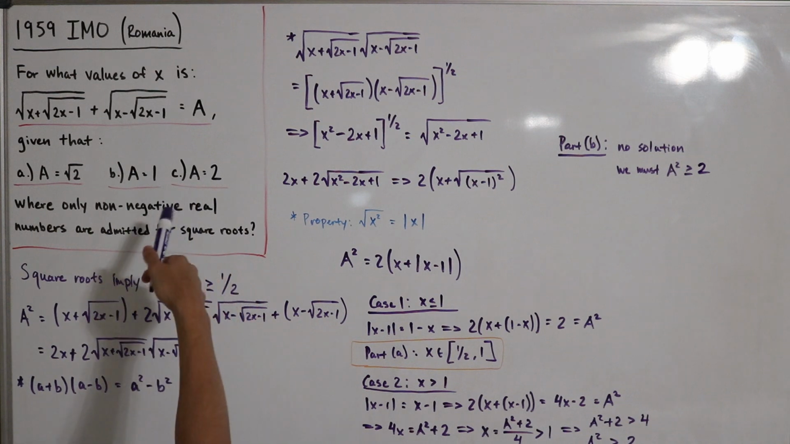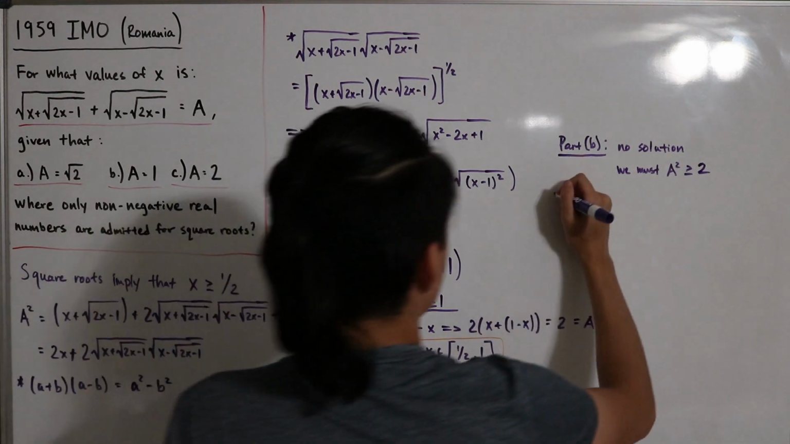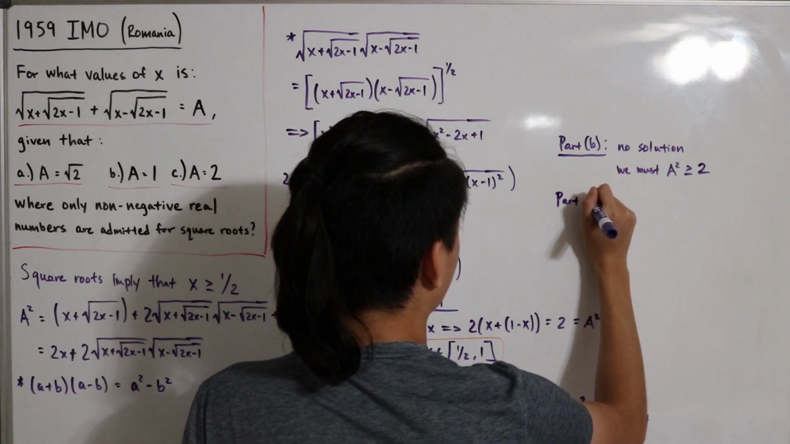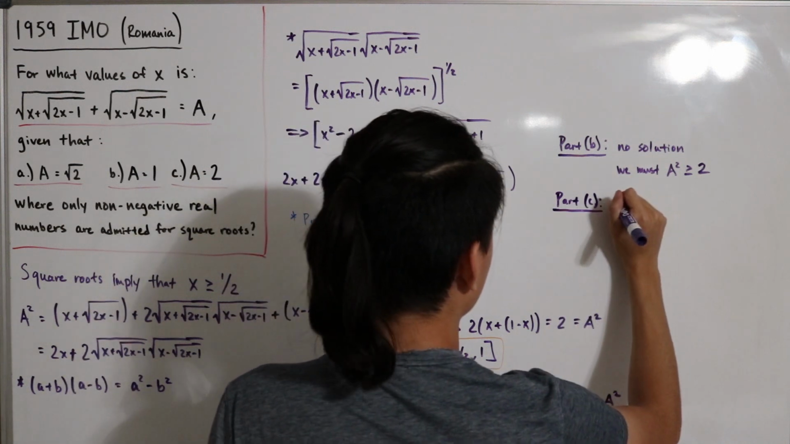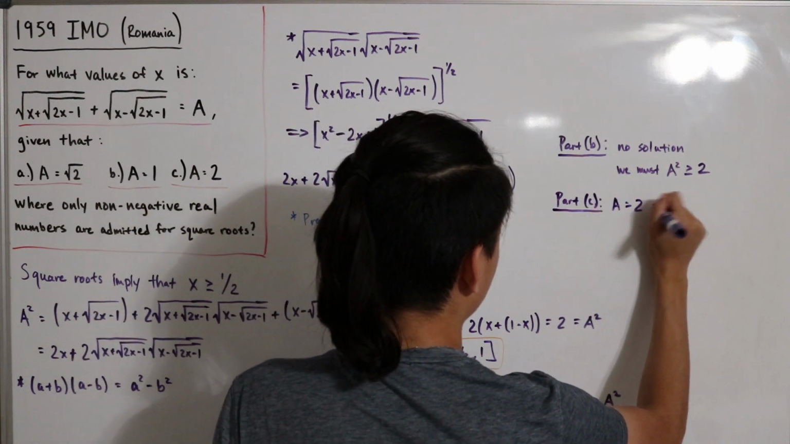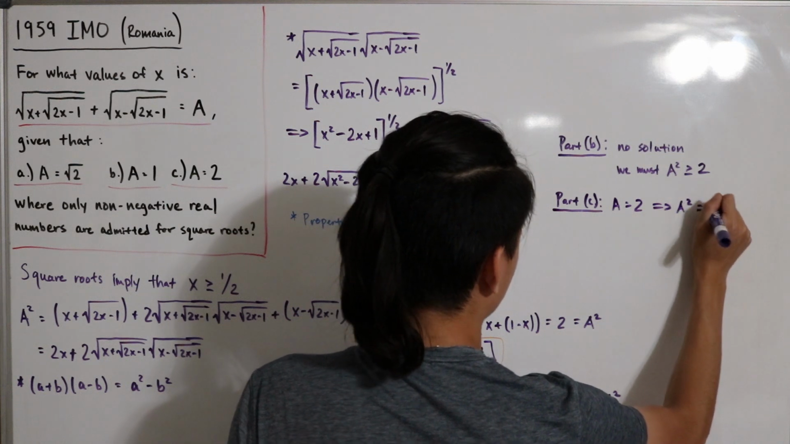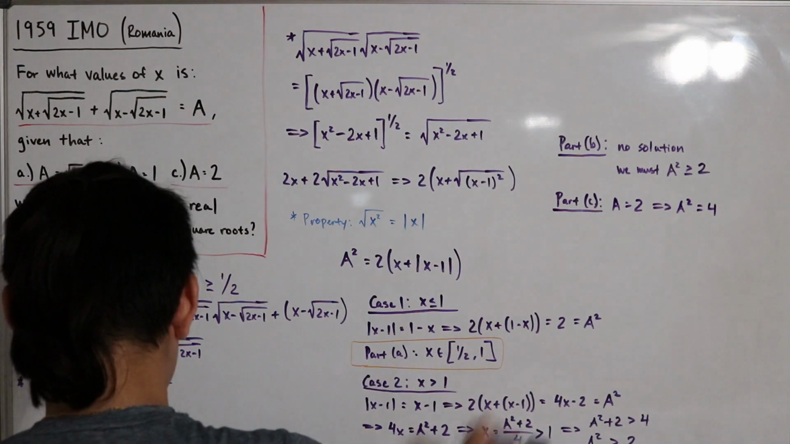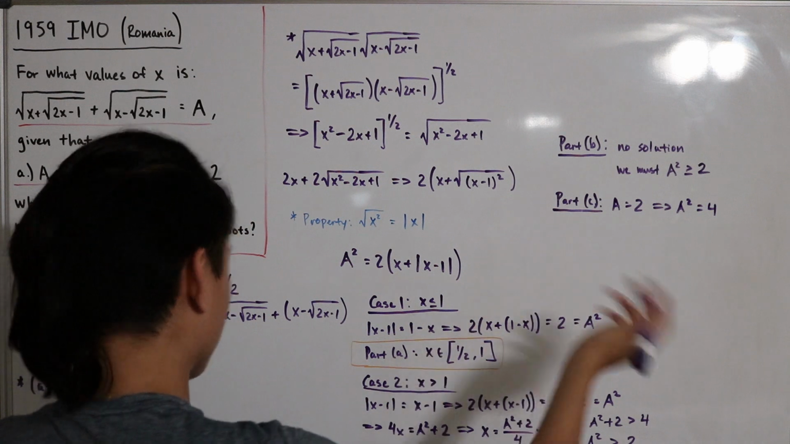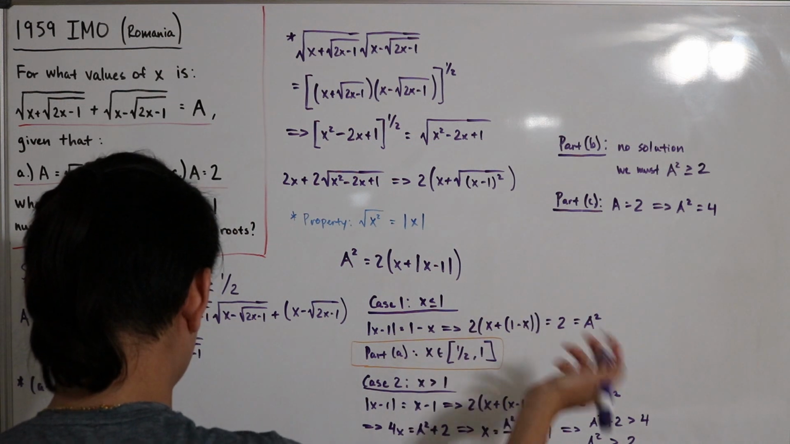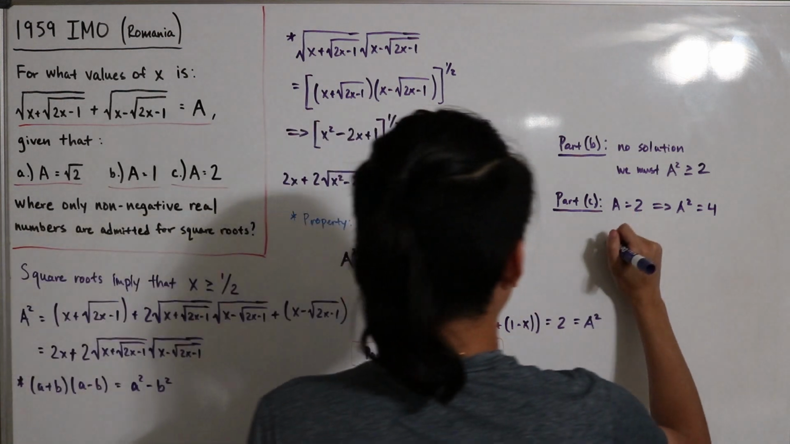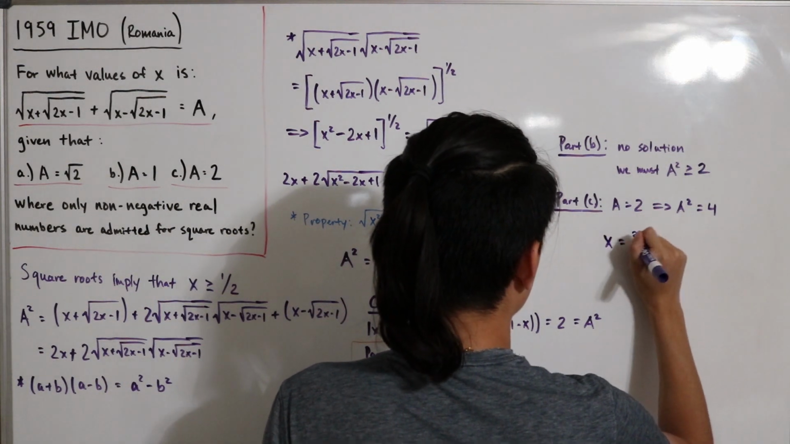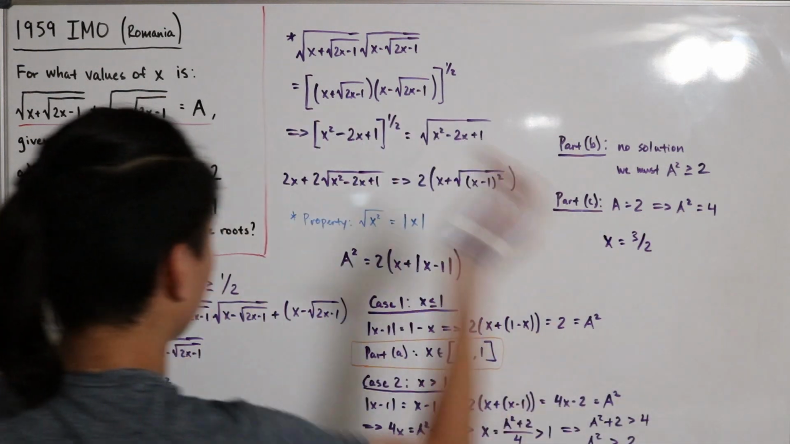And now, keep going further, we can see part C. When we have that a is equal to 2, here I'll write part C. So when a is equal to 2, then that means a squared is equal to 4. And so if you solve further from here, then you would get that x has to equal 3 over 2, since it falls under case 2.